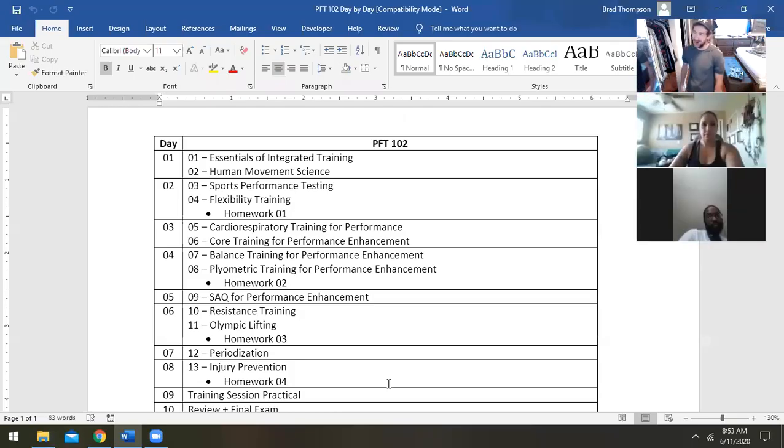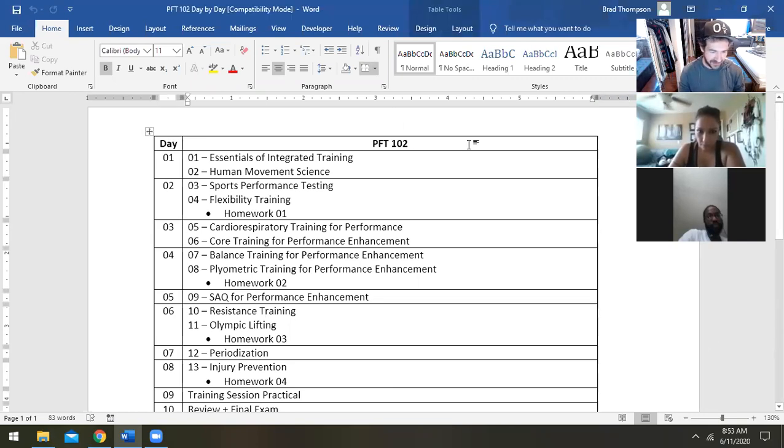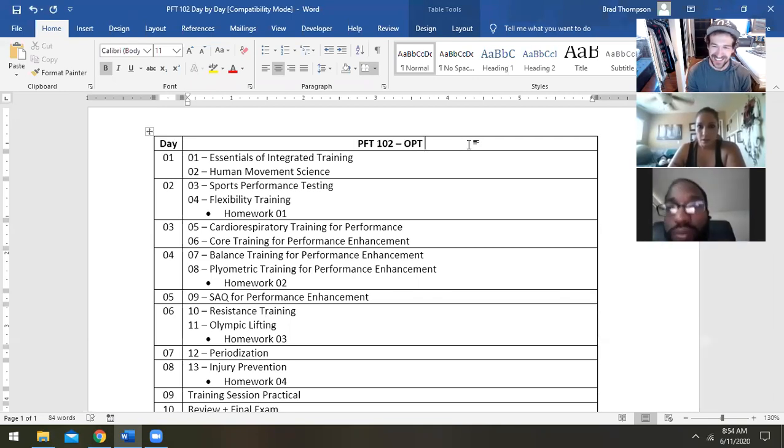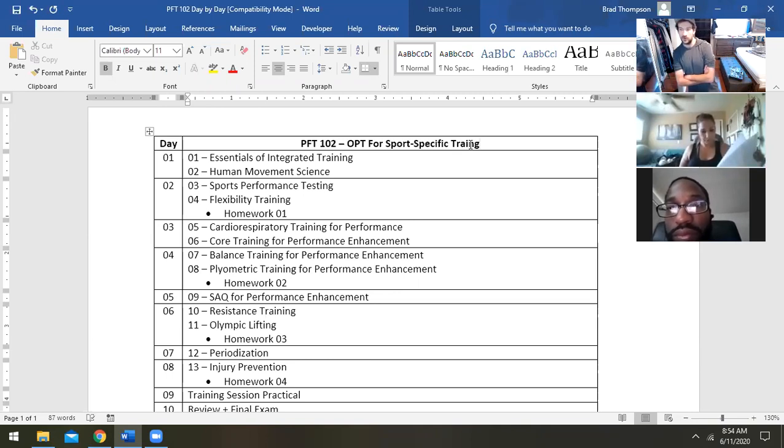All right, so let's take a look at our day by day for PFT 102. So this is PFT 102, which is going to be essentials of, or no, that's not what it is. It's OPT for sport specific training, which is another classic, like old NASM name that kind of doesn't make any sense. OPT for sport specific training. So that's the name of our class here, PFT 102. At least I believe that's the official name in the catalog.